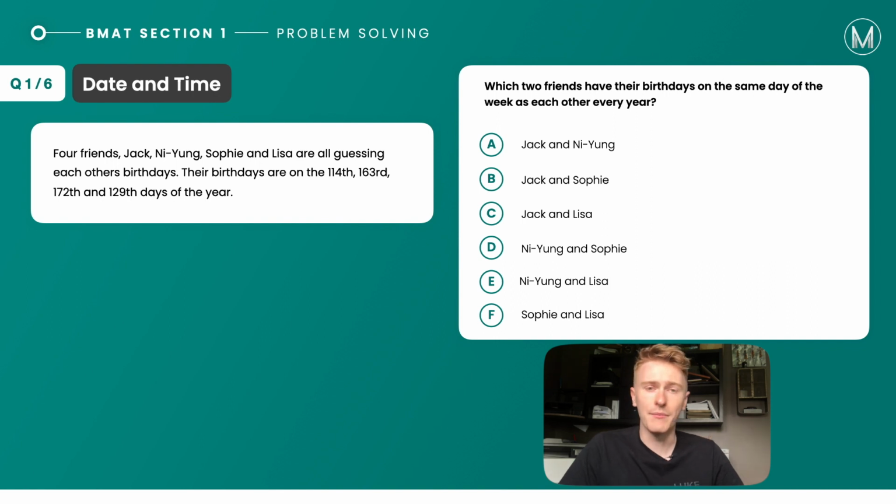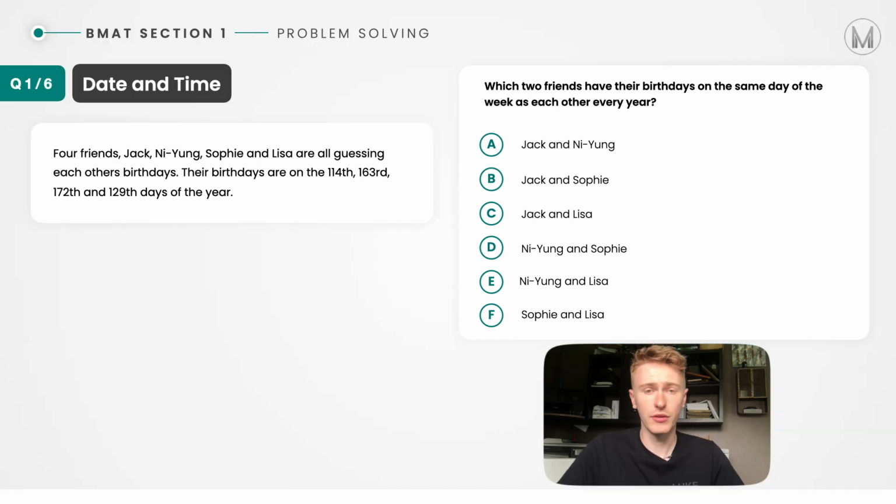So let's go through an example of that. Here you can see a little question on the left and the answer options on the right. Pause the video now and have a go at this question. So let's go through this example together. If we look at the question, it's asking about which friends have the same birthday on the same day of the week. So we can highlight same day. That means that we can use one of those Medic Mind time saver tips to help us with this question.